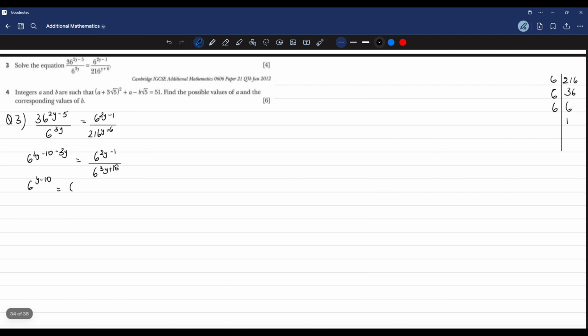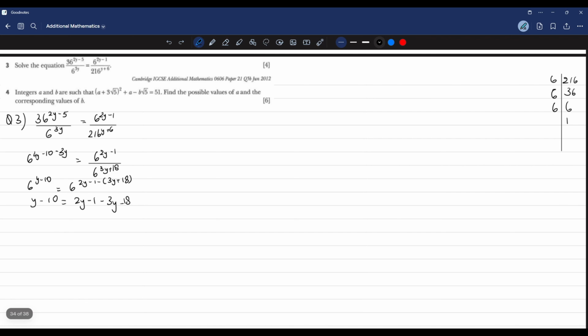Equals 6 raised to power 2y minus 1 minus, again, it's important for it to be in a bracket, 3y plus 18, and we would get, now as the base would cancel out, we get y minus 10 equals y minus 1 minus 3y minus 18. So simplify this now. We have got 2y. This y, when this y comes on the other side, we get 2y minus y, which is y.